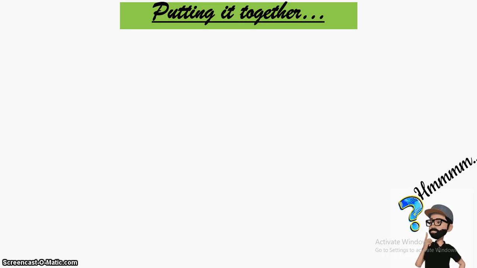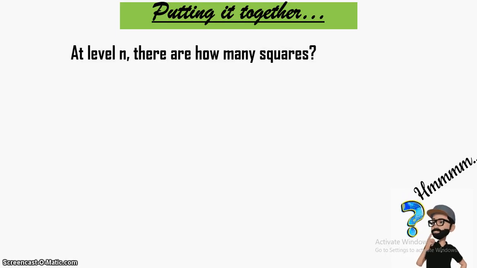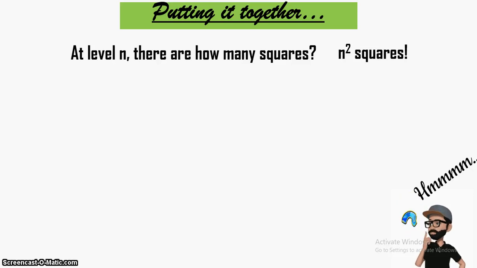Okay, let's see how we use the pattern to solve. At level n, how many squares would we have? Remember, at level 1, we had 1 raised to the power 2 squares. At level 2, 2 raised to the power 2 squares. At level 3, 3 raised to the power 2 squares. So at level n, we would have n raised to the power 2 squares.